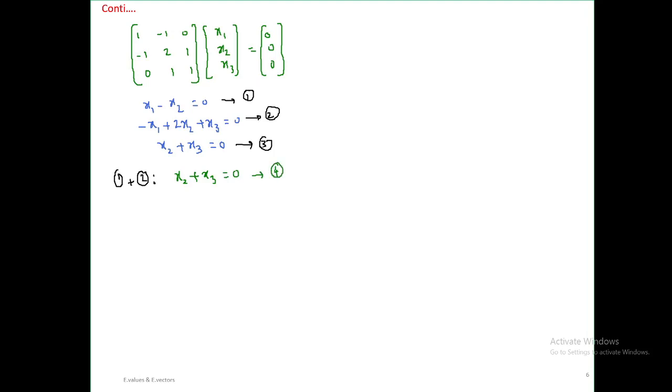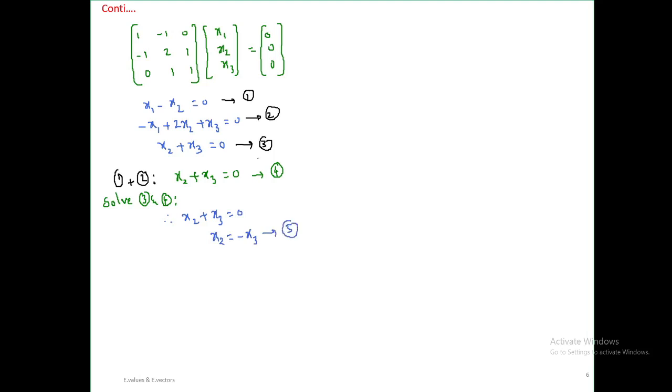Now look at equations number 3 and 4. They are in terms of x2 and x3 only. Now let us solve these 3 and 4, so that you will get the values of the variables. Indirectly these two are the same, right? 3 and 4 are the same, therefore let us take any one of the equations. So x2 plus x3 is equal to 0. From this, what is x2? x2 is equal to minus x3. Assume this is number 5.